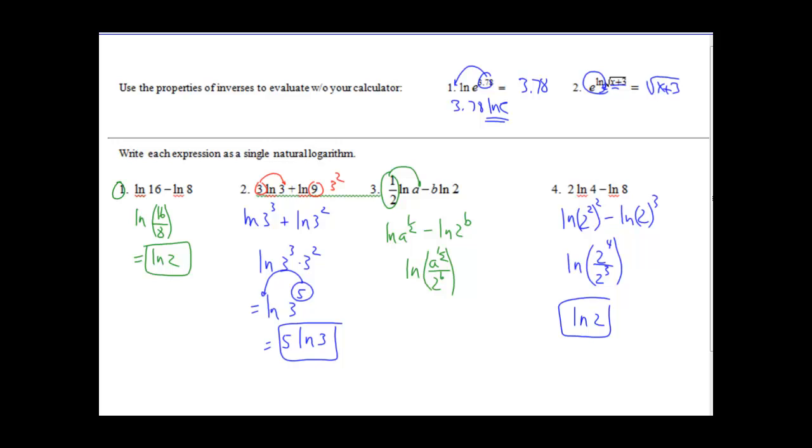Okay, and over here, did kind of the same thing. Change the 4 to 2 squared, and then raise that to the 2nd power. Change the 8 to 2 cubed, and end up having to divide. We have 4 2's on top, 3 2's on bottom, so we're left with the 1 2.